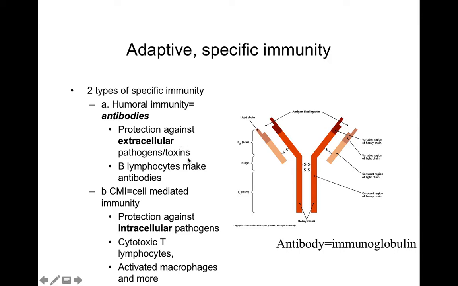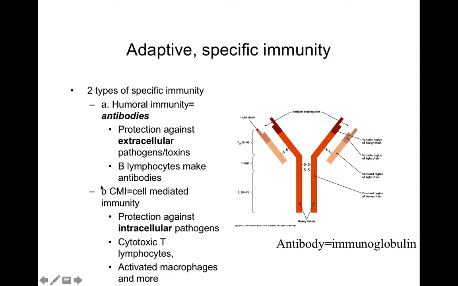If we wanted to ask which cell makes antibodies, it's our B lymphocyte, sometimes called B cells. B is for bursa of Fabricius, a lymphoid tissue found in birds. We don't have a bursa of Fabricius, but it's been discovered that our B lymphocytes usually mature in the bone marrow. So we could say B is for bone marrow. And so it's the B lymphocytes that make antibodies.